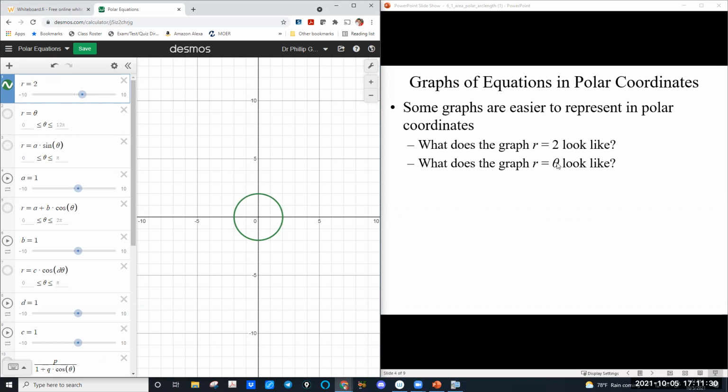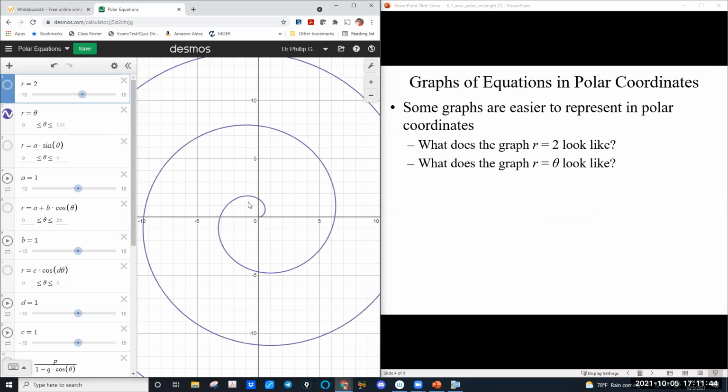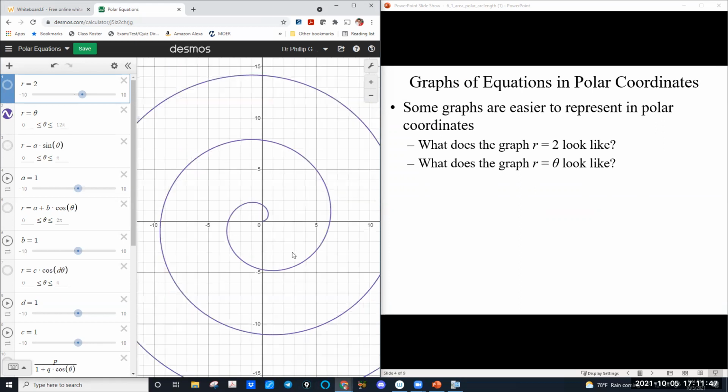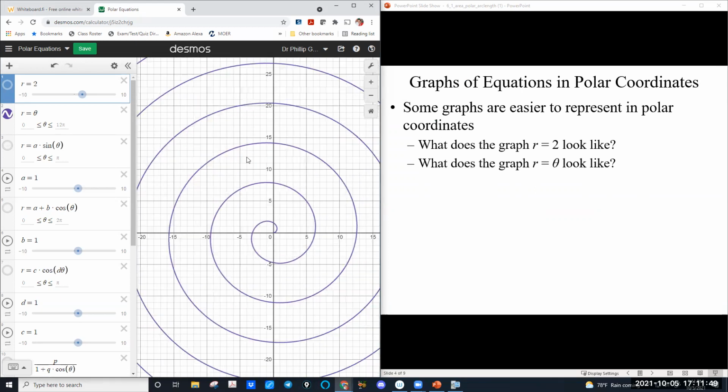Now, what if we let r vary? For instance, r equals theta, because now as theta increases, r increases. So our radius is getting bigger as we go around. We get a spiral, something we certainly could not graph in any other system. We might be able to come up with it in parametric, but it's not easy.